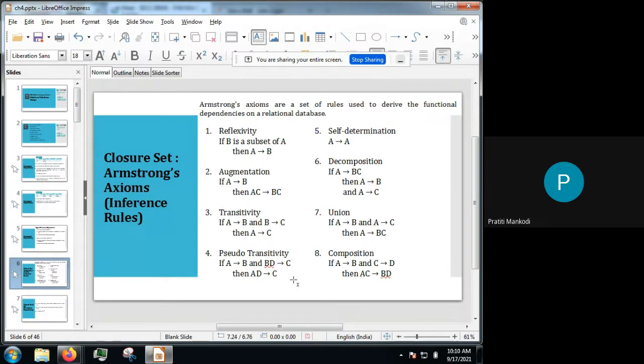There are a total of 8 axioms, 8 different names, and every axiom has a specific rule. It can be asked in 3 marks, 4 marks, or even 1 mark, that list out the axioms for functional dependency. In that case, you just have to write the names of the axioms. But if it is for 3 marks or 4 marks, you have to write the rule and name both. Is it clear?